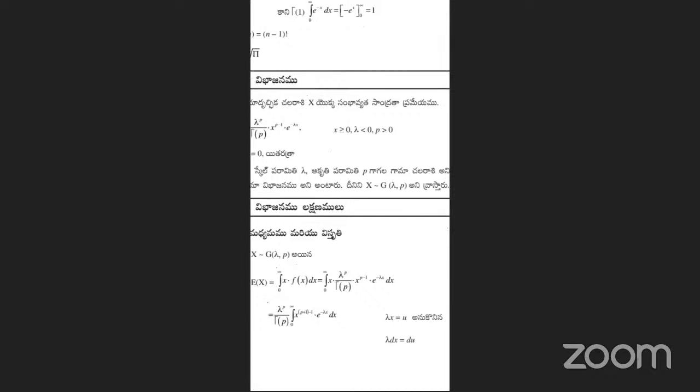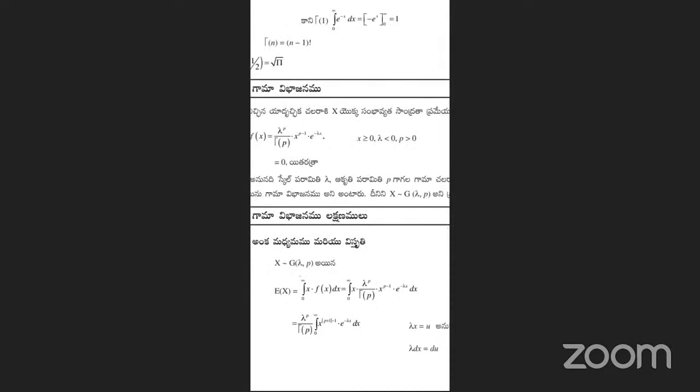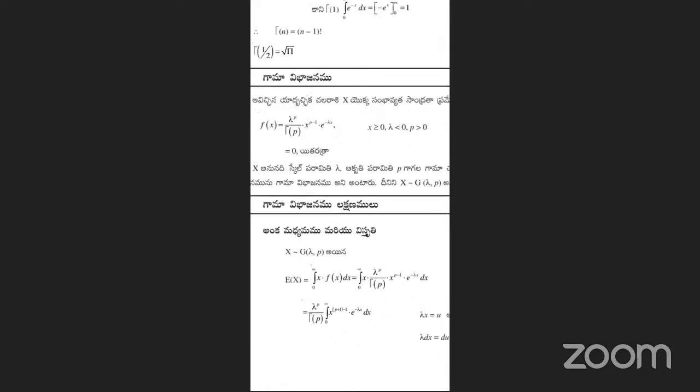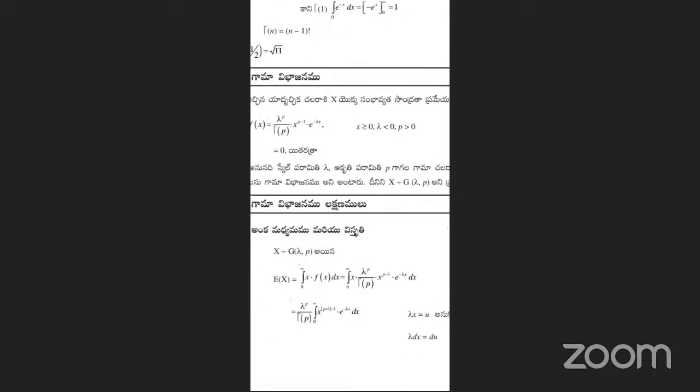Here x follows gamma with parameters lambda, comma p. These are two parameters, where lambda is the scale parameter and p is the shape parameter. Lambda is a scalar, and p is the shape parameter, where lambda is greater than 0 and p is greater than 0.